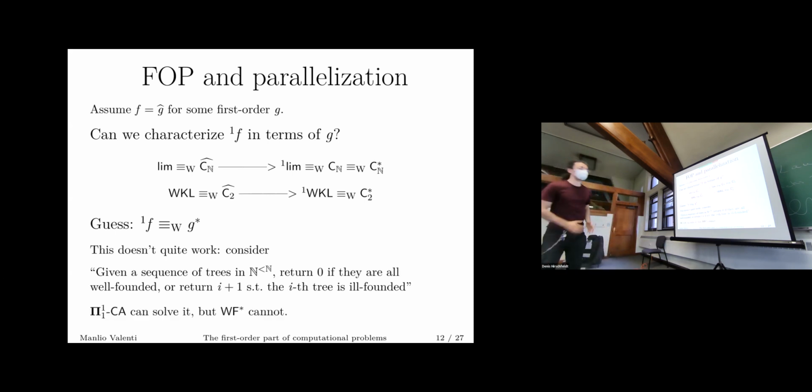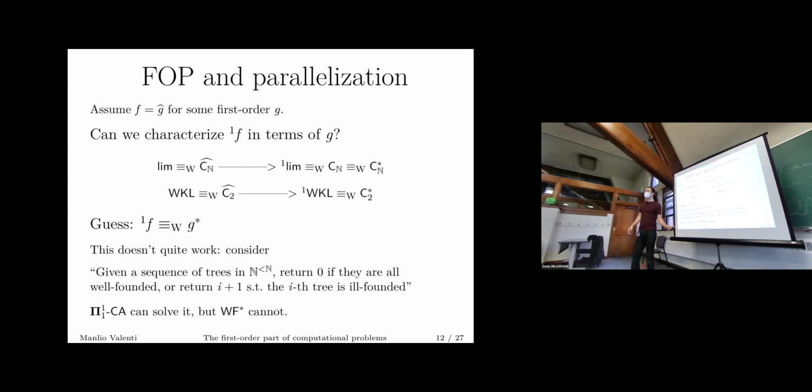Now observe this. This can be solved by one comprehension, because the first question that you ask is, are they all well-founded? Is it true that for every i, the tree T_i is well-founded? This is a single question. If yes, then you're done. And if no, then you know that there's going to be a tree which is ill-founded, and you just look for it by unbounded search.